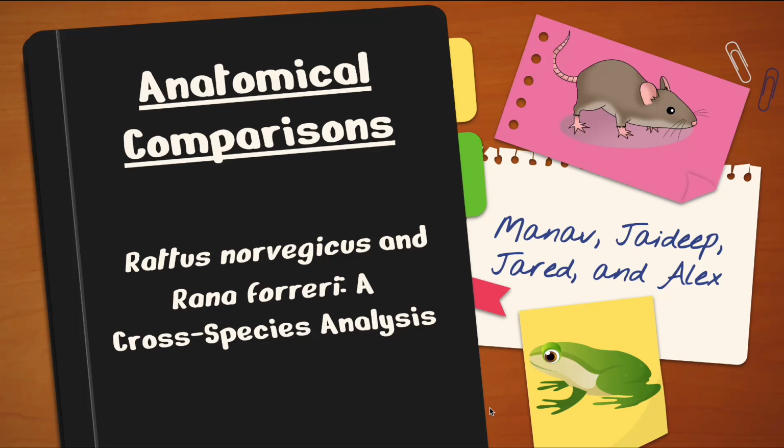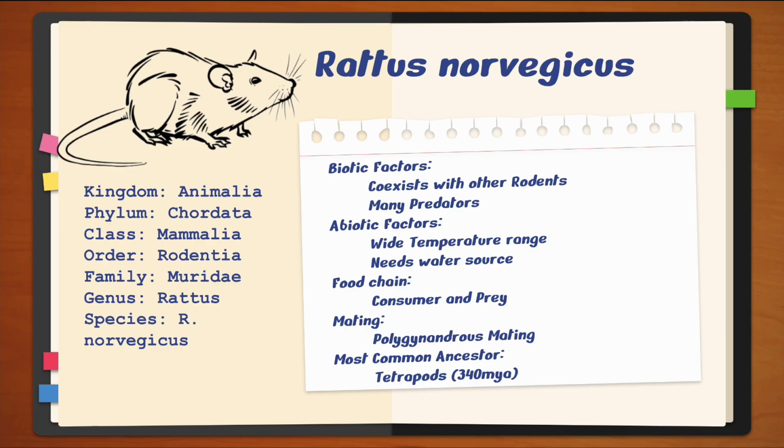Anatomical comparisons, a cross-species analysis of the brown rat and grass frog. The first organism that we'll be looking at today is the Rattus norvegicus, also known as the brown rat. It belongs to kingdom Animalia, phylum Chordata, class Mammalia, order Rodentia, family Muridae, genus Rattus, and species norvegicus.